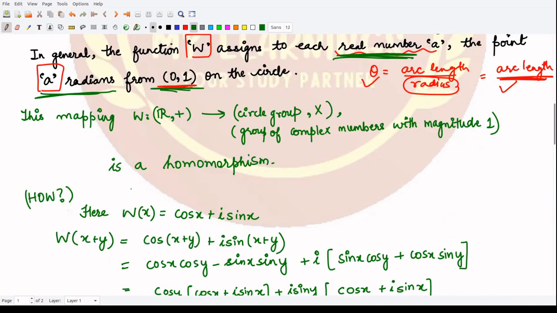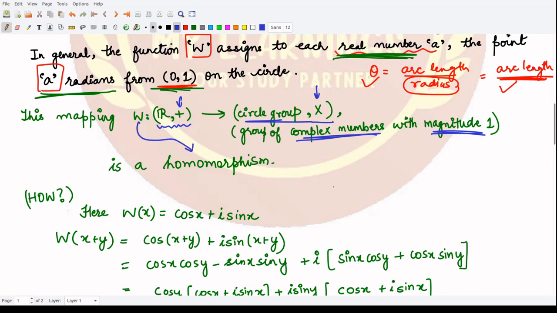So basically now we say that this mapping W from the group of real numbers, where addition is the group operation, to the circle group, where we have multiplication as the group operation. Now what is this circle group? This is the group of complex numbers, because we are in the coordinate plane with 2 dimensions with having magnitude 1. So we now say this mapping is a homomorphism.